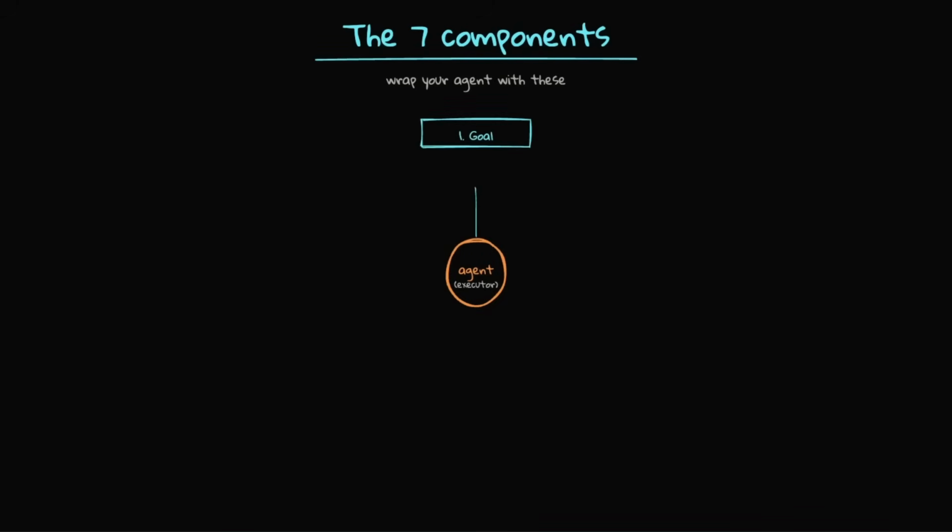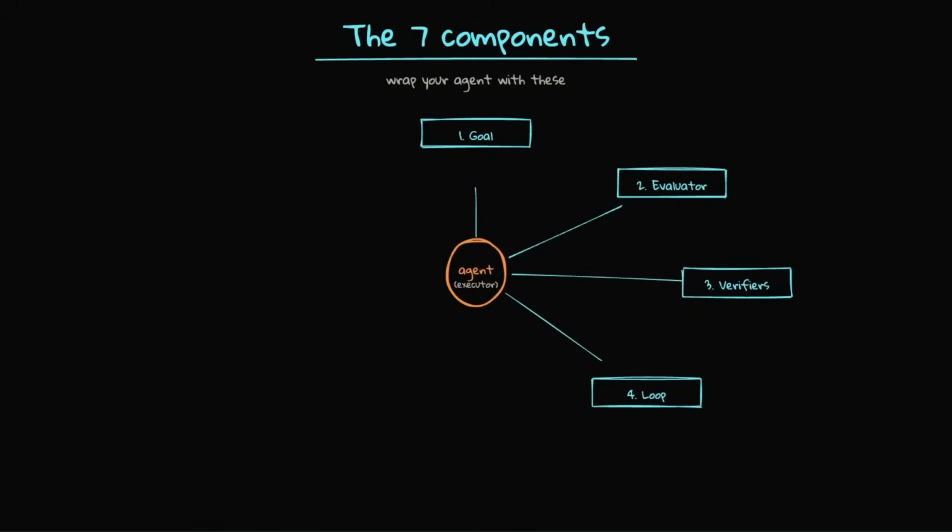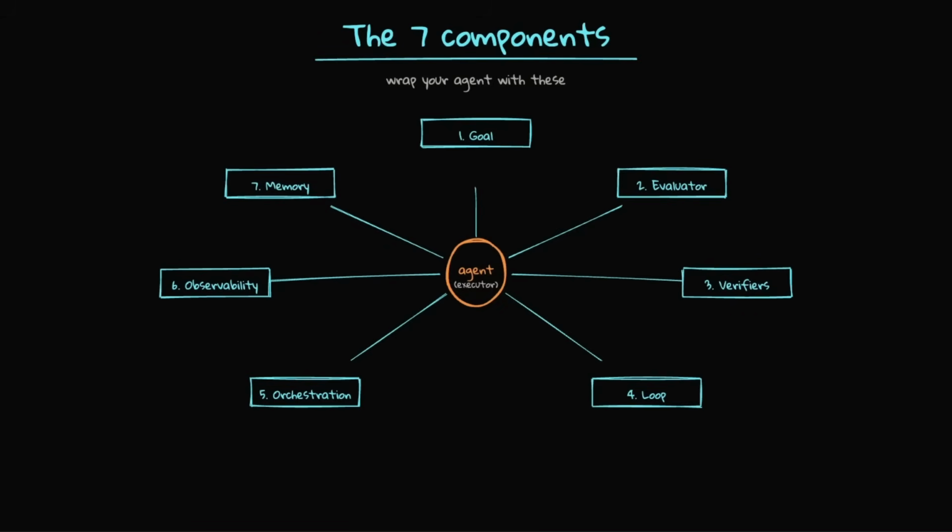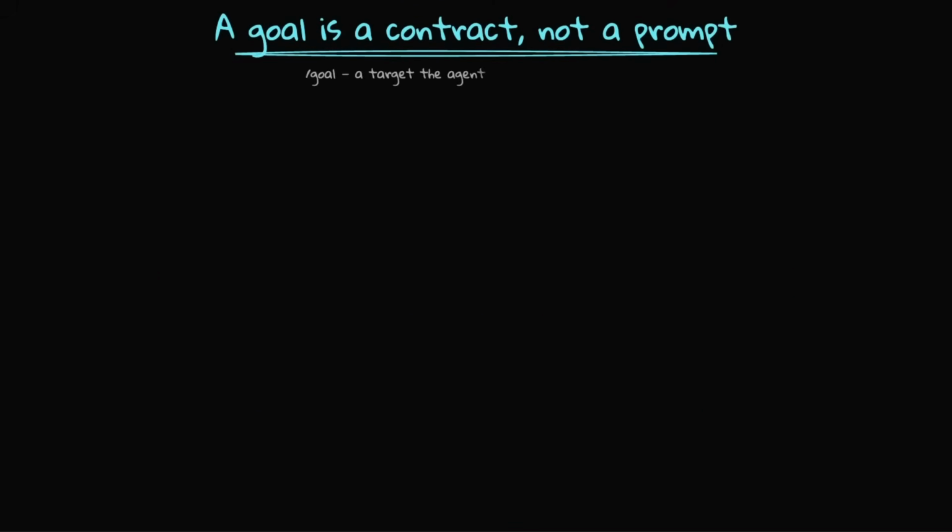Now, in order to keep this agent running for a much longer time horizon, you need to wrap it around 7 different things. The first one is going to be a goal. The second one is an evaluator. Third are verifiers. Fourth are loops, which are different than the loop inside the agent. Fifth is going to be the orchestration. Sixth is the observability. And seventh is the memory. Now, we are going to have a deeper dive into each one of them to explain how exactly you should think about it.